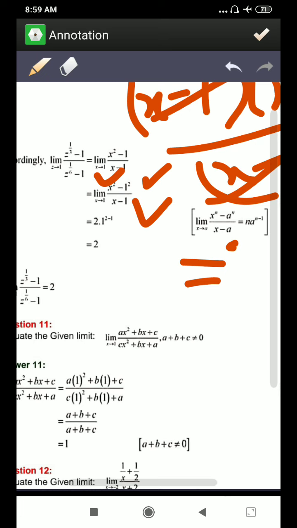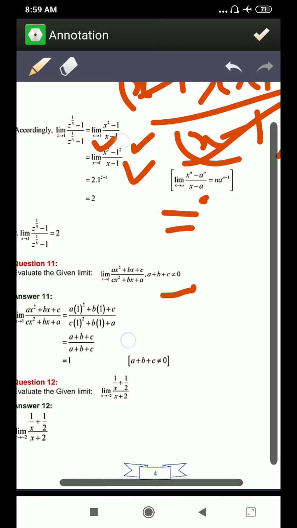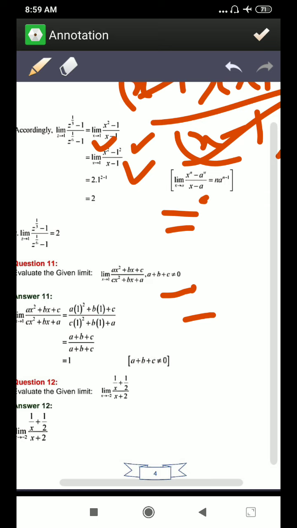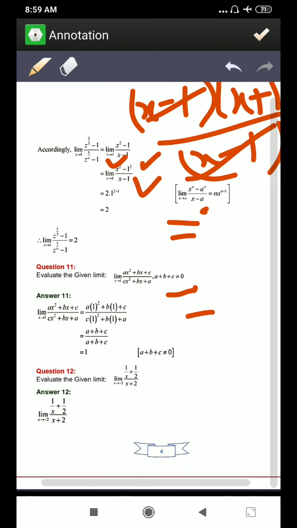Question number 11 is given. In 11 nothing is there, you directly put x equal to 1. You are not getting 0 by 0 form. On putting x equal to 1, numerator is a plus b plus c and denominator is also a plus b plus c. Both cancel out each other. So 1 is the answer. Question number 12.